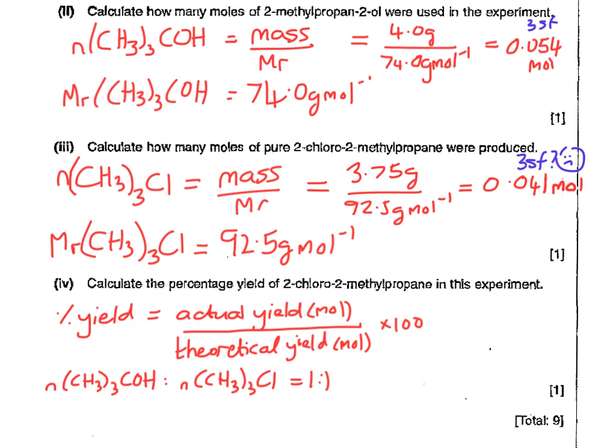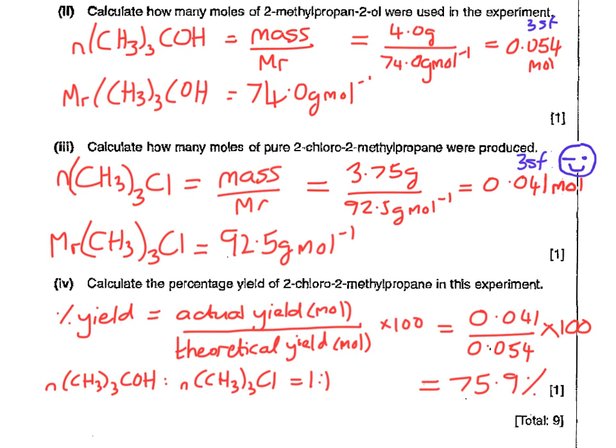So now what we can do is we can stick in the correct number of significant figures. So that gives us 75.9%.